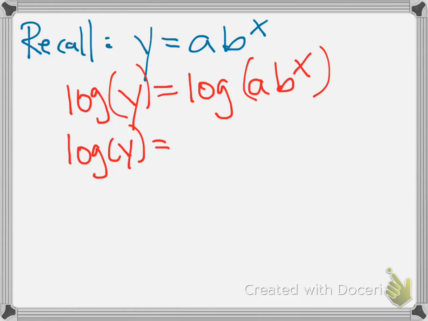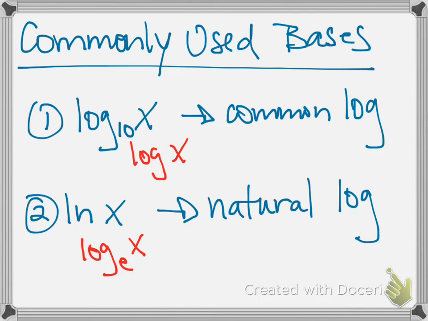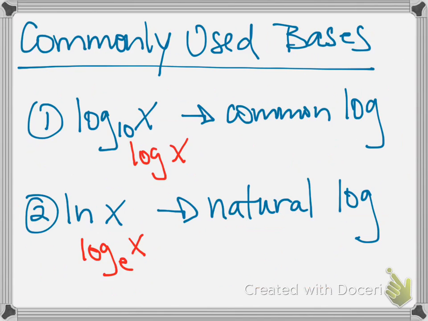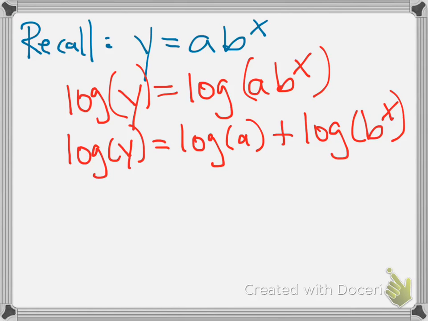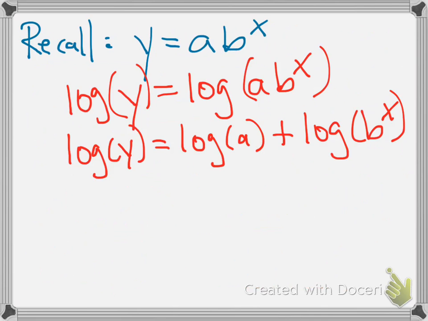So the right side of our equation then is going to become the log of a plus the log of b to the x. And again, all I've done there is used property number 2 on this slide. Then the next thing we're going to do is we're going to notice that, hey, we are taking the logarithm of something that has an exponent on it. And we know from a couple slides ago that property number 4 says if we're taking the logarithm of something with an exponent, we can pull that exponent out front. So that's exactly what we're going to do here.